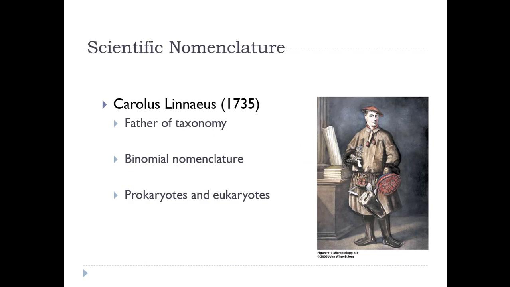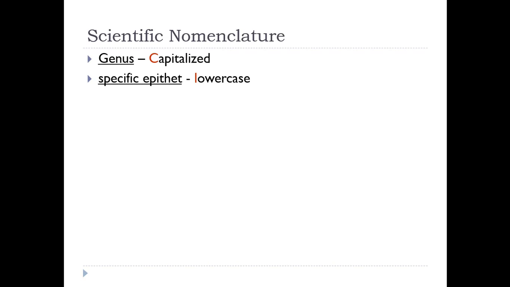So the guy who had the honor of naming these organisms was called Carolus Linnaeus, the father of taxonomy. He came up with the binomial nomenclature, which I believe was the genus and species. So you have the genus of the organism and the species. And let's see here. So scientific nomenclature. The genus is capitalized, and the specific epithet, which I believe used to be called species, now it's called specific epithet, is in lowercase.